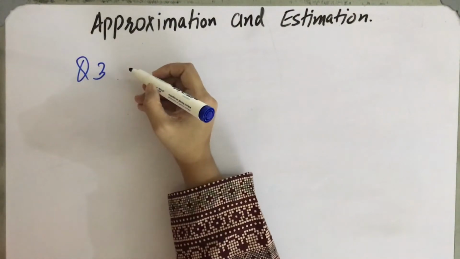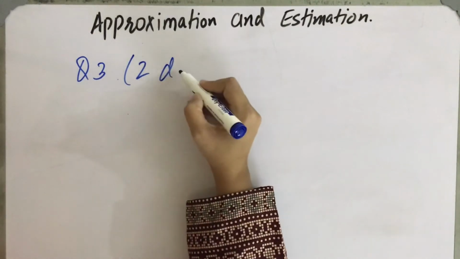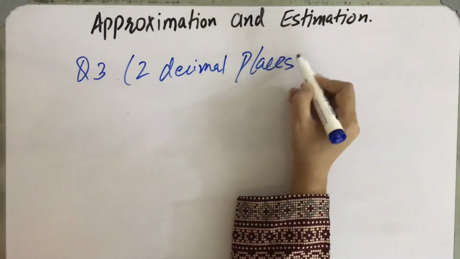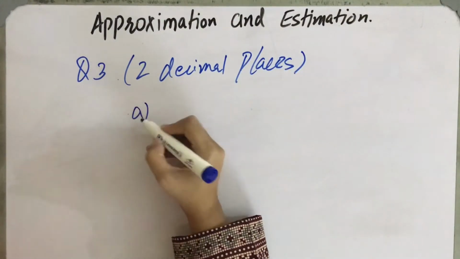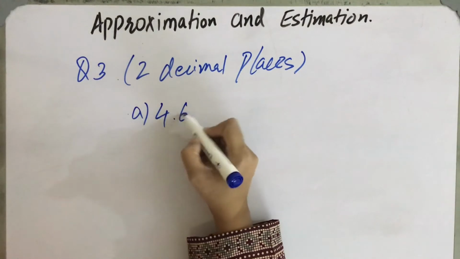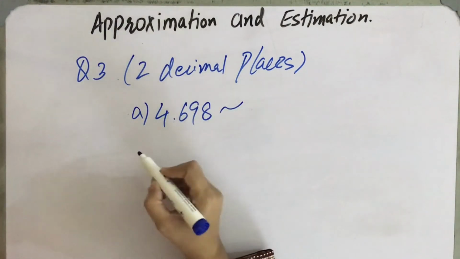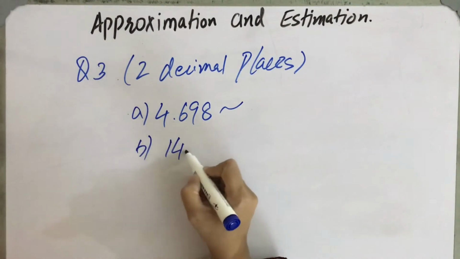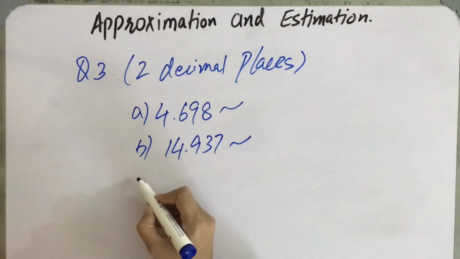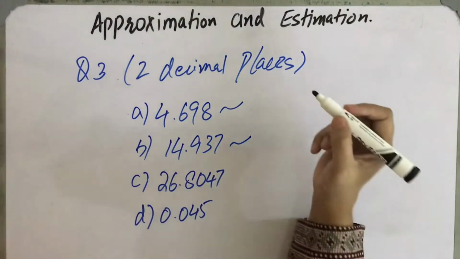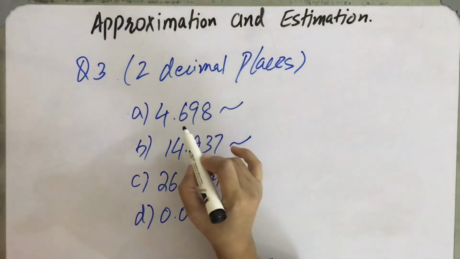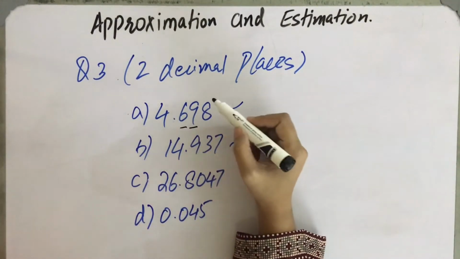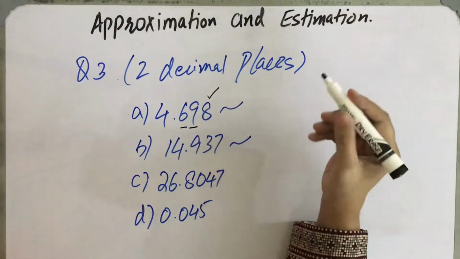Now we have to give our answer correct to two decimal places. Two decimal places means our answer will have two numbers after the decimal when we round off. I have 4 examples for you. When we have to give our answer correct to two decimal places, we select the first and second decimal, they will be part of the answer. The third decimal will decide what the final answer will be.